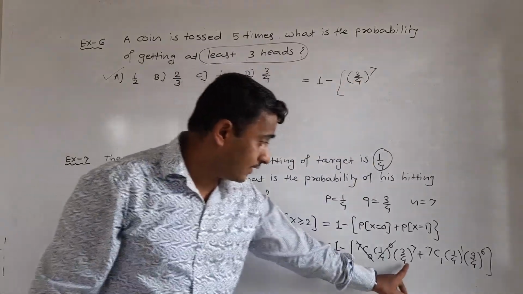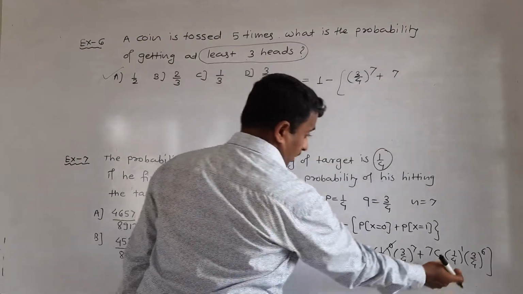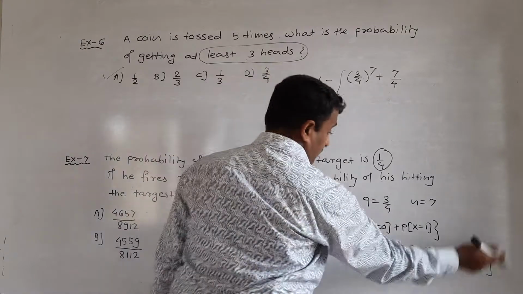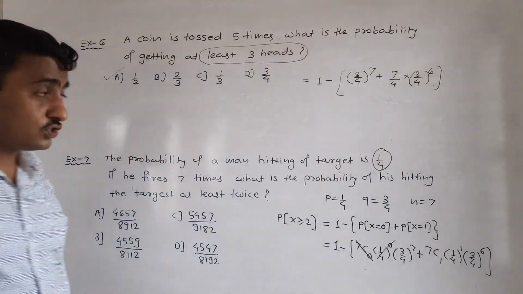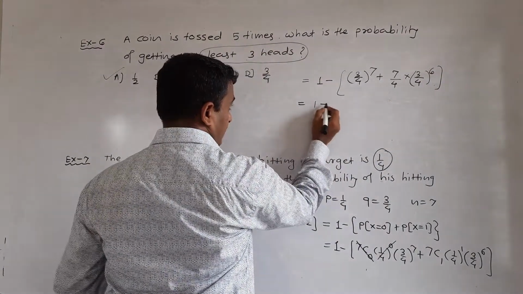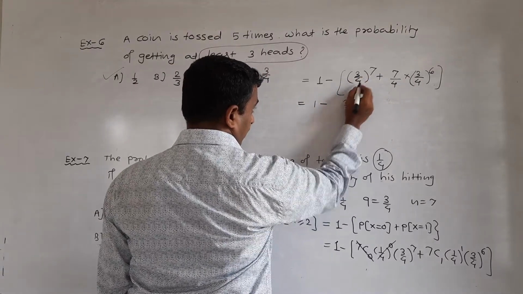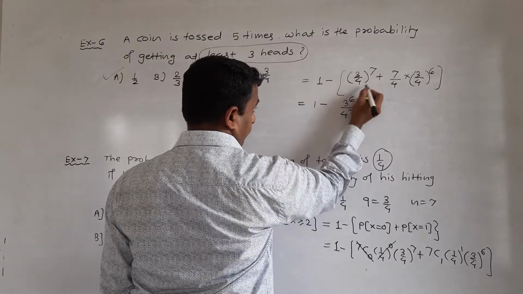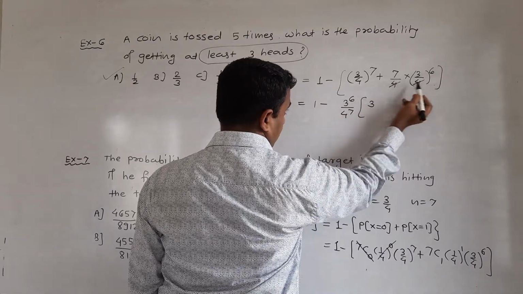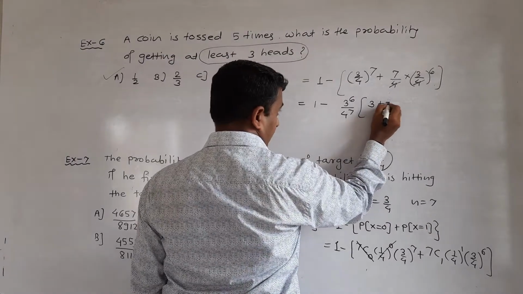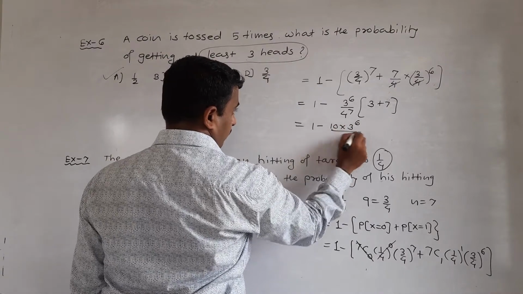That is the first term. 3 by 4 raised to 7. In the second term, 7c1 is just 7 only. 1 by 4, I write 7 by 4, and this 3 by 4 raised to 6. Now this simplification: I write 1 minus, 3 raised to 6 common and 4 raised to 7 common. What is remaining here? 3 remaining, 3 raised to 6 out. Therefore 3 plus 7 is 10. 1 minus 10 into 3 raised to 6 upon 4 raised to 7.